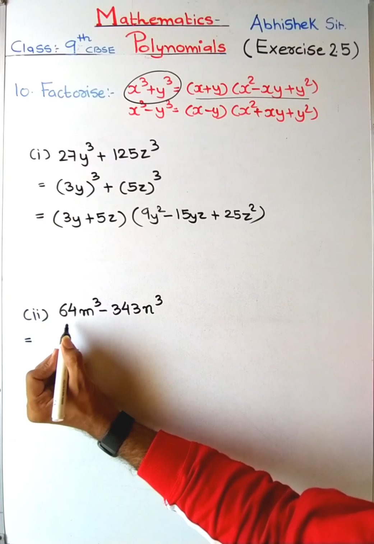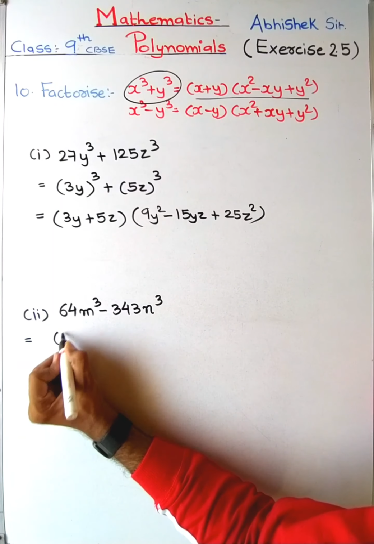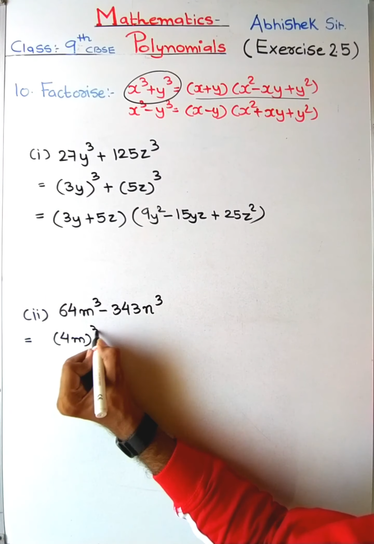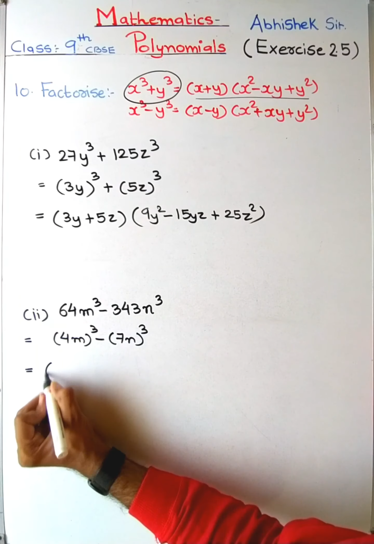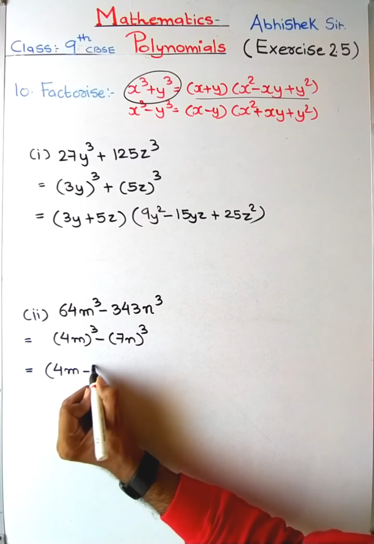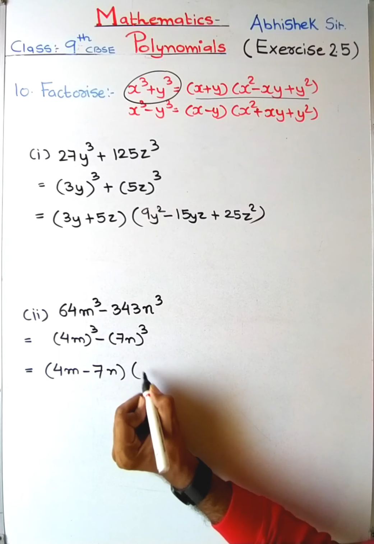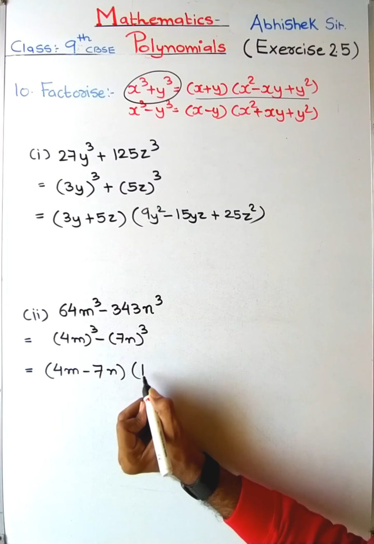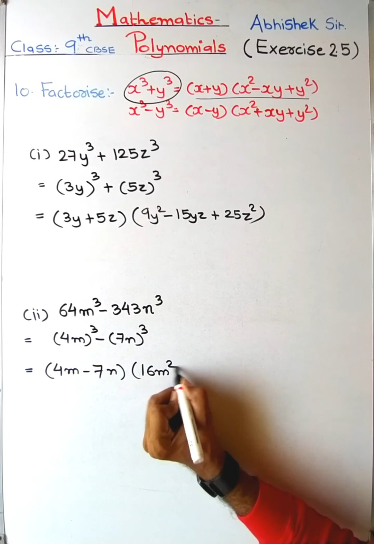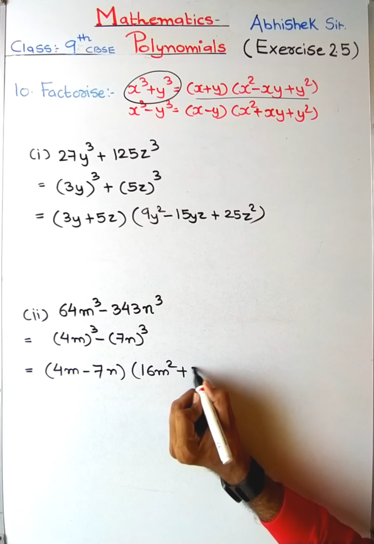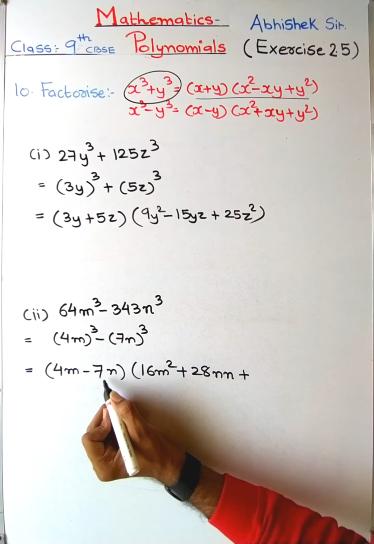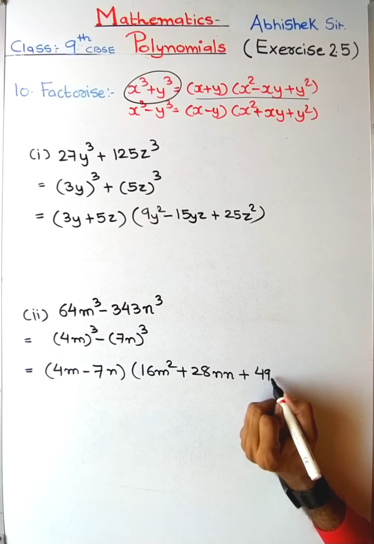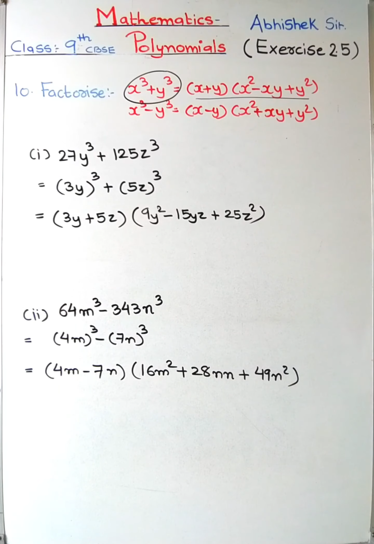Over here let us convert this into whole cube form. So it is 4m whole cube minus 7n whole cube. We have 4m minus 7n. In the bracket, 4m square will be 16m square, plus 4 7s are 28mn, plus 7n square will be 49n square. So this is how you will solve this question.